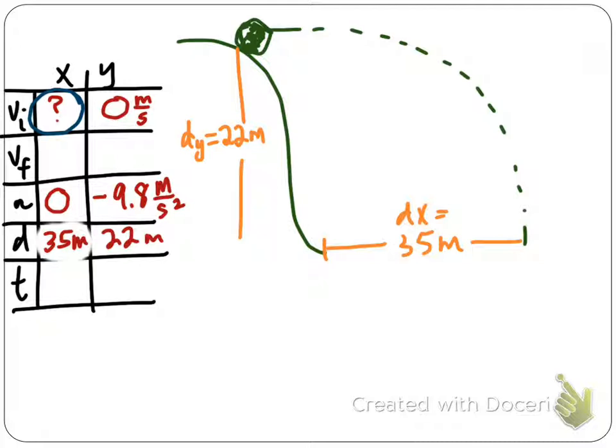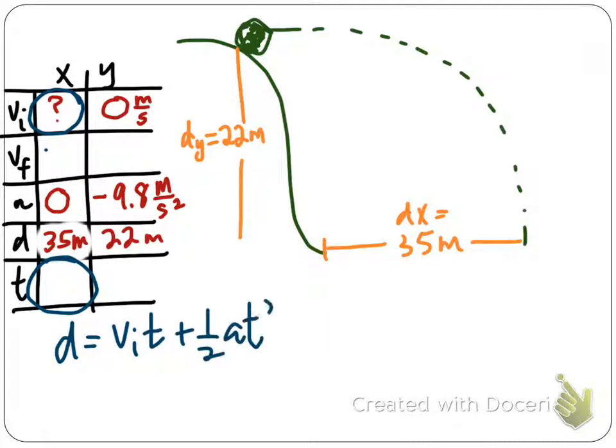So what else do I need to know? VF. Okay, if VI and VF are going to be the same, I have to know time. So how can I find the time? Do I have enough information in my X column? No, I do not. So I'm not going to use my X column. Instead, I'm going to use my Y column. And I can use this same equation: d is equal to VI times T plus 1/2 AT squared.